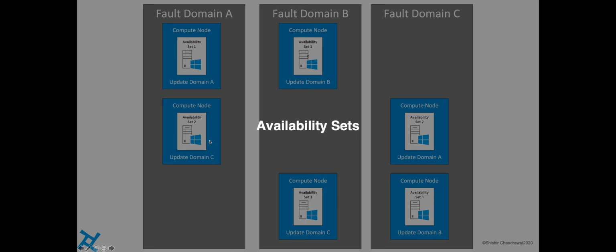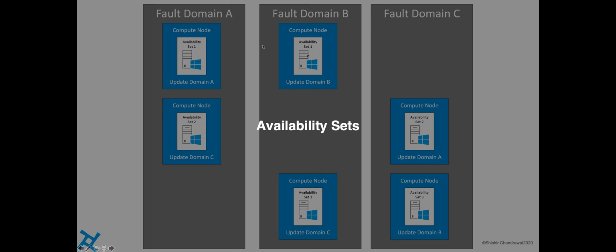Now this is a rack, this is a rack, and this is a rack. This is part of fault domain A because the whole rack will go down together. This is part of fault domain B, the whole rack will go down together. This is part of fault domain C because the whole rack will go down together. So if you created 3 machines, one machine will get here: this is availability set 1, availability set 1, and availability set 3, availability set 3, availability set 2, availability set 2.